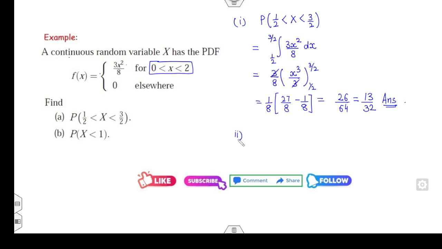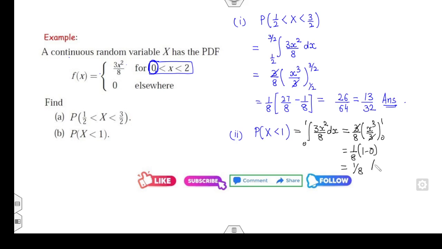Look at the second part. Your target is to find the probability that X is less than 1, but you also need the lower limit. Lower limit is given as 0. Therefore, this integration is from 0 to 1, 3x square over 8 into dx. I can take 3 over 8 again outside. The integral is x cube over 3 from 0 to 1. 3 and 3 will be cancelled. It is 1 over 8, 1 minus 0. Answer is 1 over 8, the final answer.